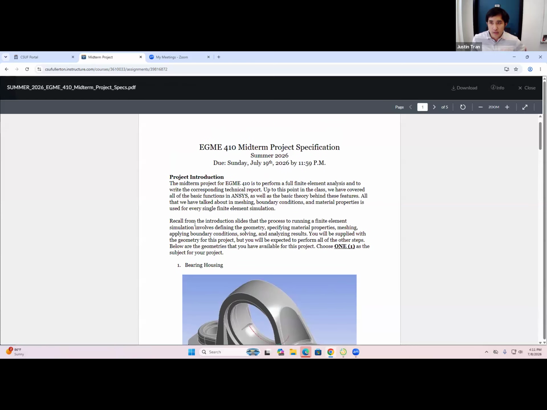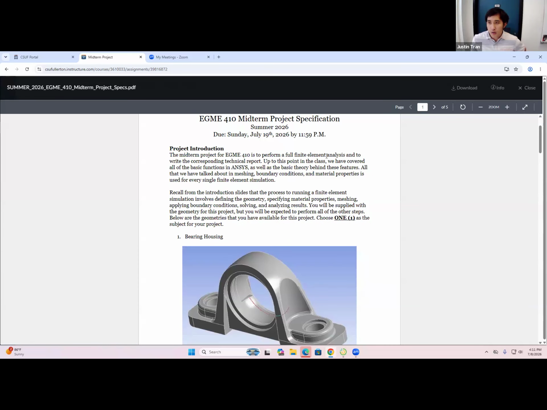So the whole idea with the midterm project is for you to do a full, or what I consider to be a full, finite element analysis on a part. That not only includes doing the simulations, which we've been doing, but also preparing a report. The report is going to be in the style of a formal technical report that you would submit to publish or report on your findings from a finite element simulation. You're going to be applying basically everything that we've learned about ANSYS so far: meshing, boundary conditions, material properties, and you're going to be doing it all on your own.